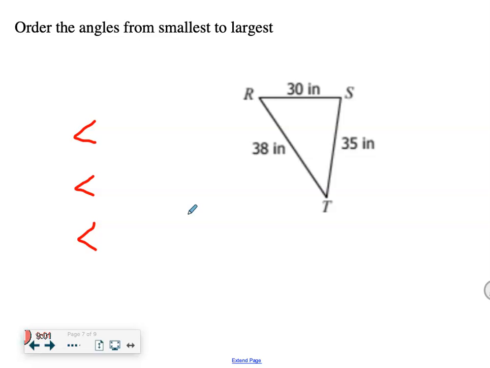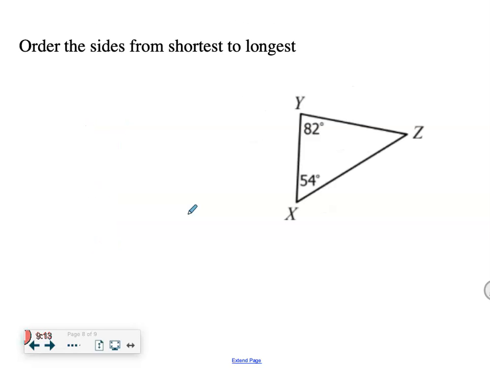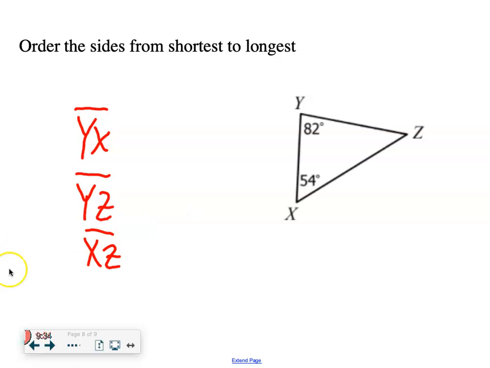Okay, what did you guys get for the angle order? Do we agree with TRS? Yes. Perfect. What about our sides? YX, XZ... no, YZ. That's it. Are we okay with that? Okay. Why don't you guys grab a book? We can maybe do some of those weird ones together on your assignment.